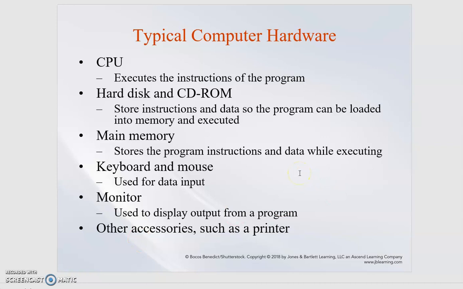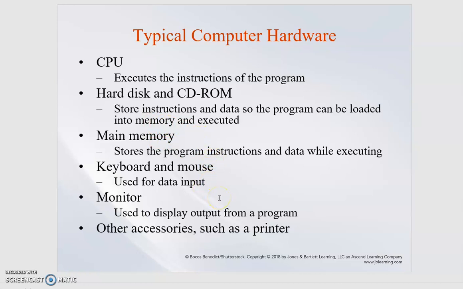Typical computer hardware components: CPU. You are all familiar with this. The central processing unit is where most of the instructions of a computer get executed. That's a key area for a computer. Hard disk, CD-ROM: it stores instructions and data, so the program can be loaded into memory and executed. So there is main memory, and there is persistent storage like hard drives and CD-ROMs.